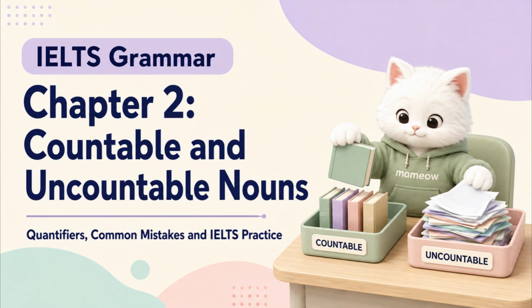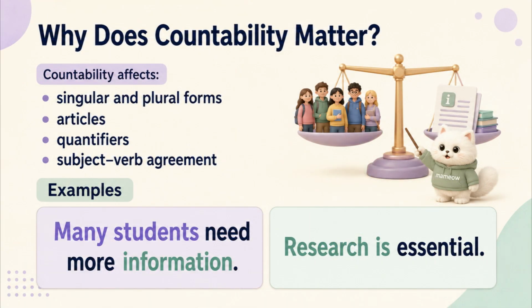Let's begin. Why does countability matter? Whether a noun is countable or uncountable affects several parts of a sentence. It determines whether the noun can have a plural form, whether we can use a or an, which quantifiers are suitable, and whether the verb should be singular or plural.